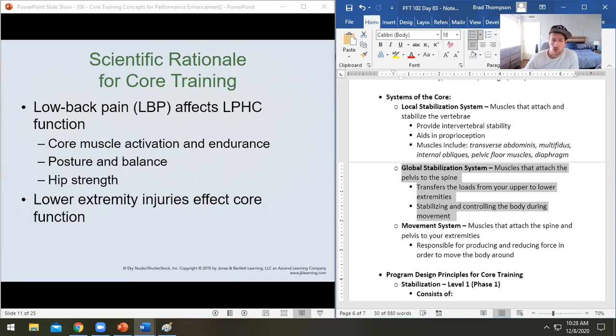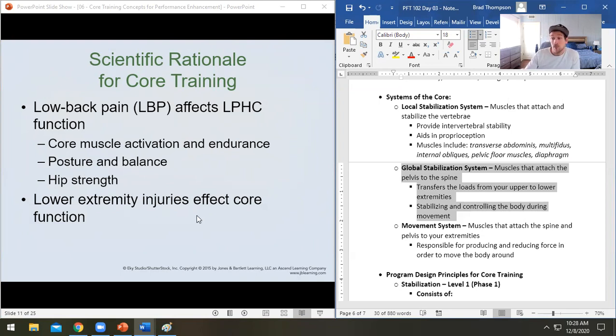Whether it's being born with a spinal deficiency like I was, or through an injury or just lack of activity, low back pain is very, very common. This is caused by poor posture, poor balance, reduced hip strength. It says reduced hip strength. I do not mean hip flexors. I mean glutes. And often that causes lower extremity injuries.